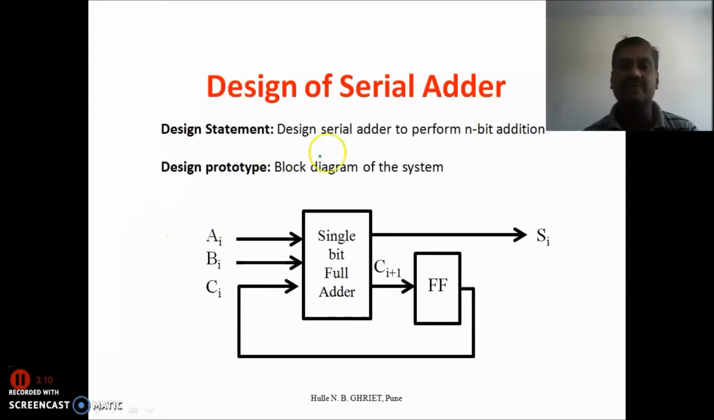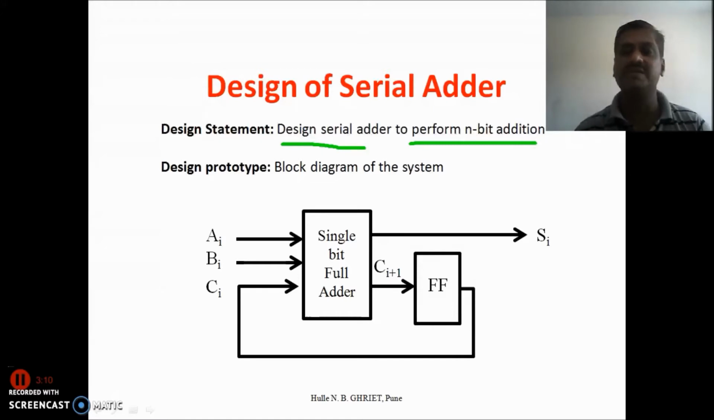The design statement for this design is: design a serial adder to perform n-bit addition. Here we have n bits, and n may be 4, so I will take it as 4. Suppose the number given is 1, 1, 1 and 1. This is the A number. And the B number we take as 1, 1, 0 and 1. We are finding its addition, where n is 4. Means this is A0, B0, then A1, B1, A2, B2, and A3 and B3 in this case.